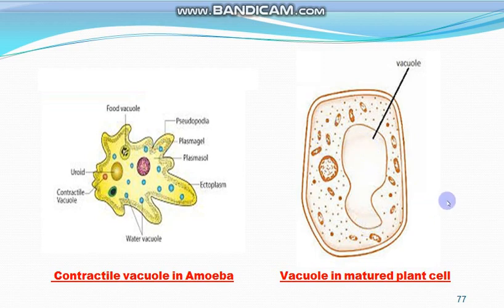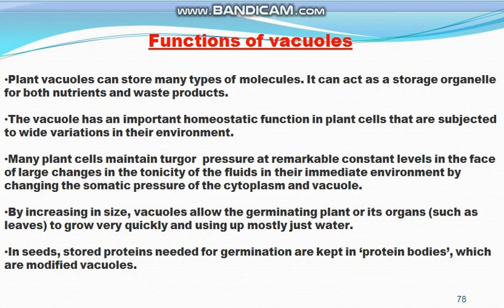So these are the diagrams of the contractile vacuole and the vacuole in the matured plant cell. So what are the functions of vacuoles? Now it is clear what the function of the vacuole in the cells is. So the plant vacuoles can store many types of molecules. They can act as a storage organelle for both nutrients as well as waste products.